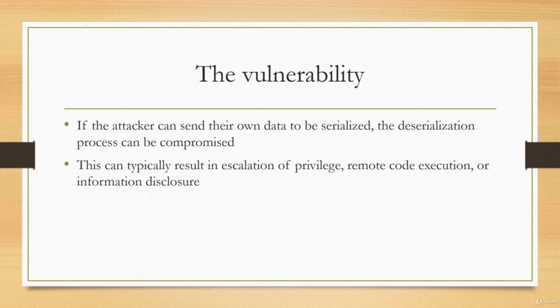And information disclosure, of course, comes from the idea that if you send off an object that has an ID in it, you might be able to alter the ID to get different sets of information out of that object. So those are the typical impacts of this type of vulnerability.